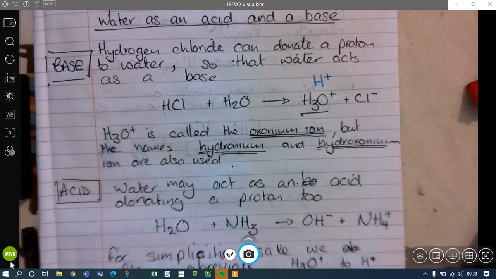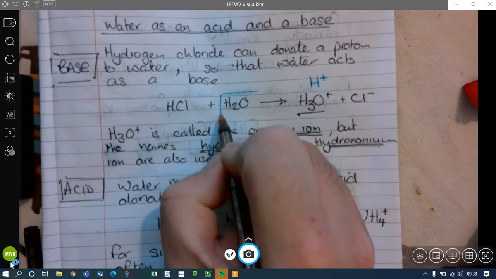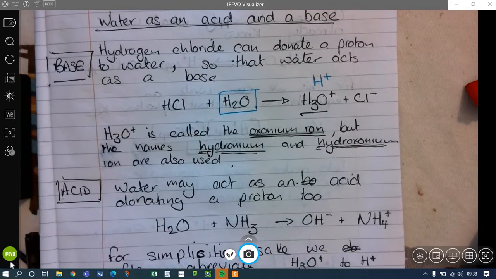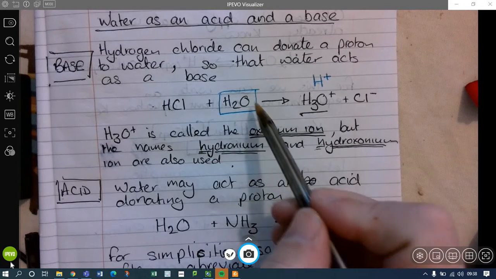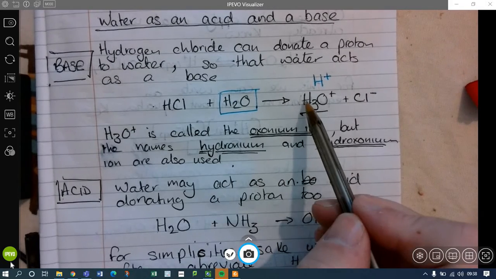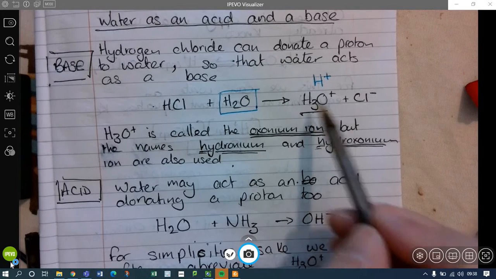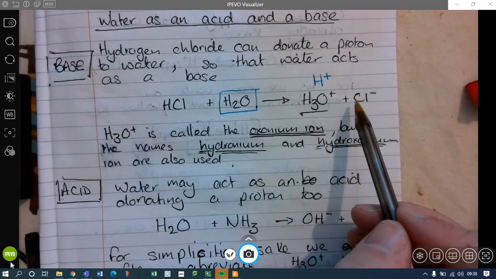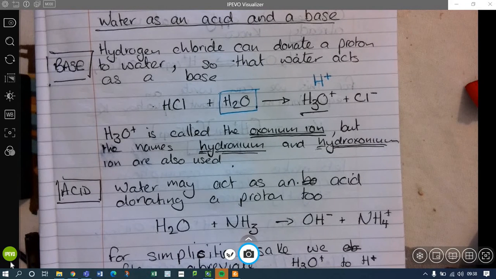But what that doesn't do is show the role that the water actually takes as being a base in that reaction. From this you can very clearly see that it has accepted a proton, because it's gone from H2O to H3O, and the chlorine has lost that proton. So that's why this is important as a way of simplifying it but not showing the role of water. This now shows the role of water acting as a base.